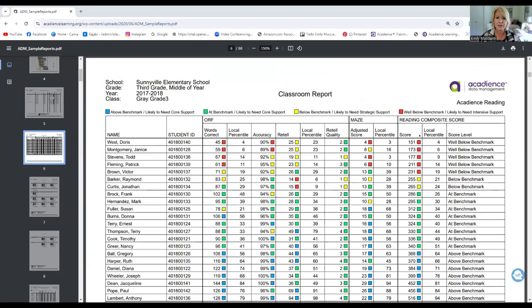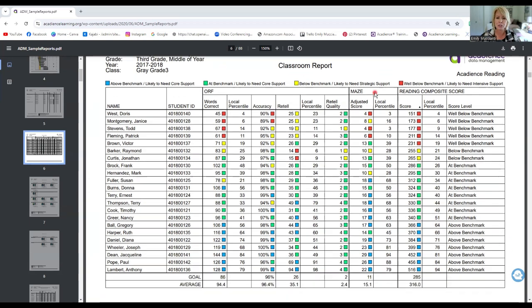Okay, again, this is straight from the Acadience website. This is from the old ADM system, the Acadience Data Management. So if you are a part of Acadience Learning Online, their updated platform for data collection, your reports look different, but the concept is still exactly the same. So let me show you what I mean by this.